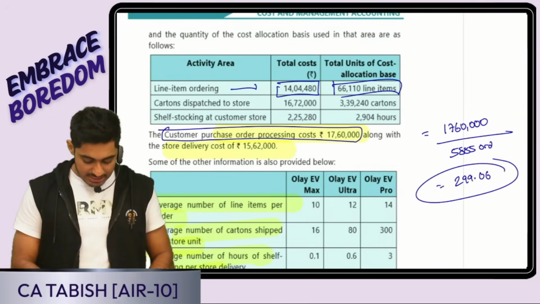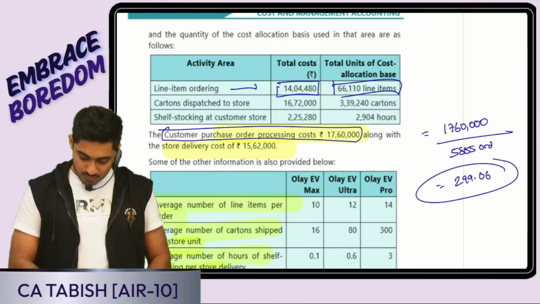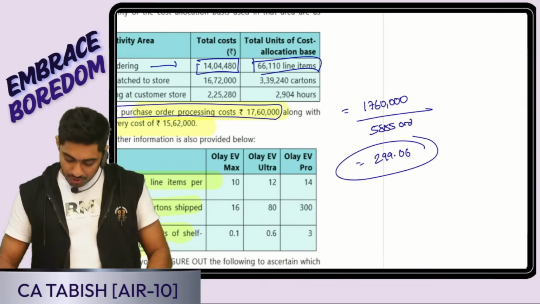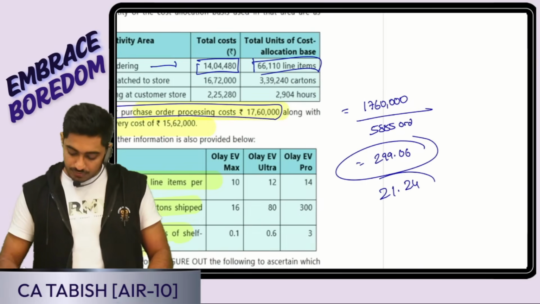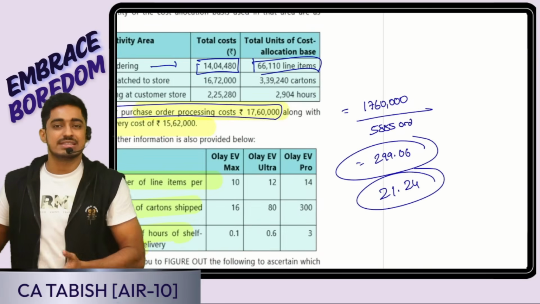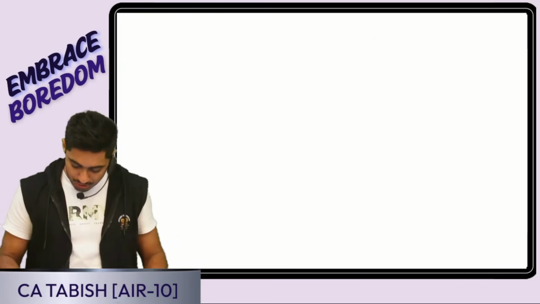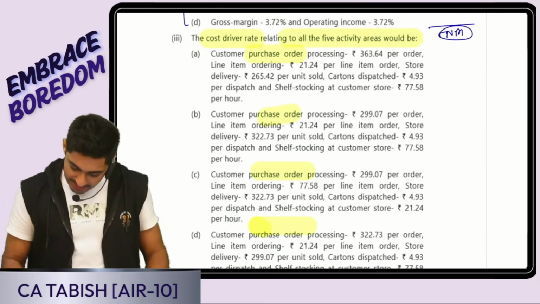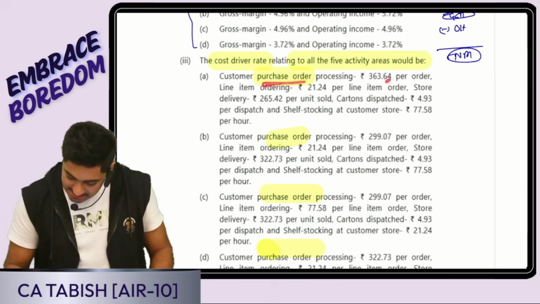14,04,480 divided by 66,110 comes to 21.24. Yes, if you have one or two data points, you can eliminate options. 299.06 per purchase order. Let me try seeing, is this the answer? No.